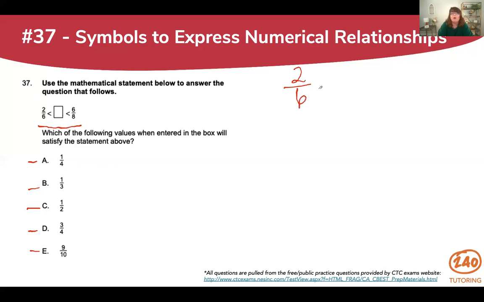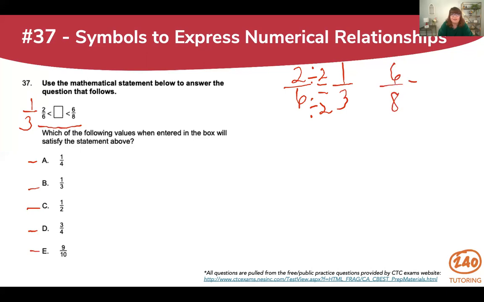So I'm going to rewrite these. 2/6. If you don't know how to simplify a fraction, it's real easy. What number can I divide both the numerator and the denominator by equally? Well, in this case, I can divide the top and the bottom by 2. And 2 divided by 2 is 1, and 6 divided by 2 is 3. So 2/6 becomes 1/3.